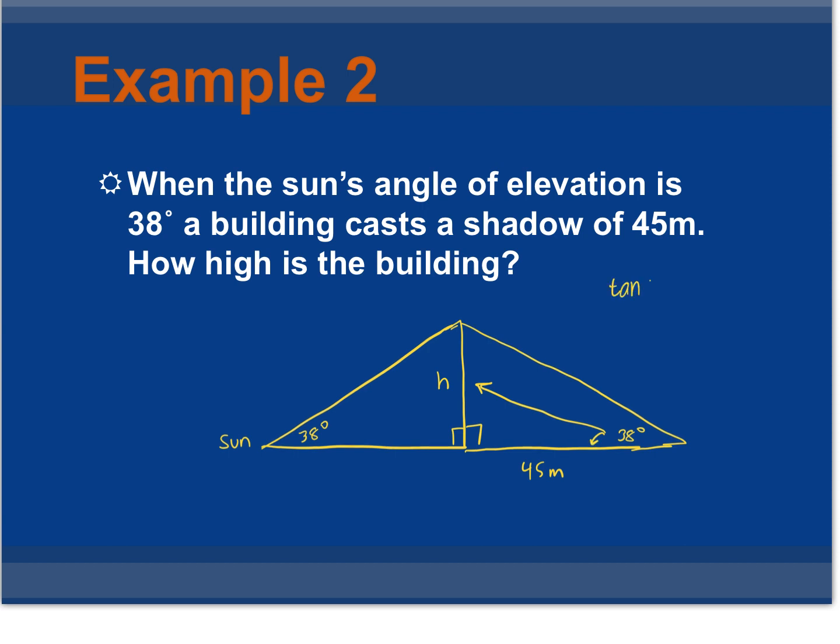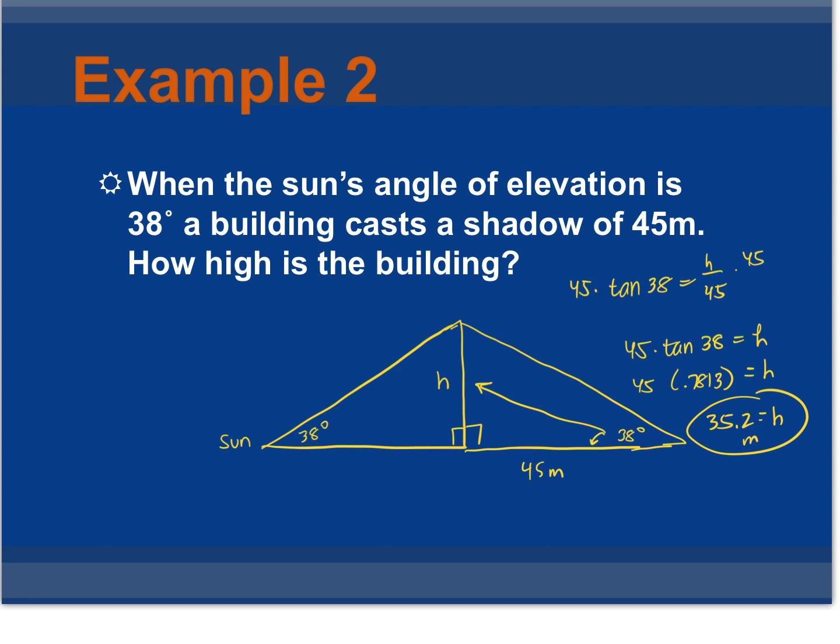So we know that tangent uses opposite and adjacent. And so again, if I multiply both sides by that adjacent side, 45 times tangent of 38, I'm going to get the height, which is my opposite side here. And so again, I go to my calculator. The tangent of 38 is 0.7813. And when I multiply that by 45, I get a height of 35.2 as the height of the building. So 35.2 meters is how tall the building is.